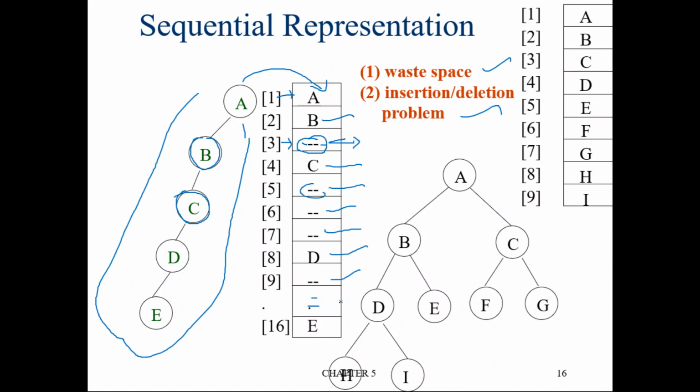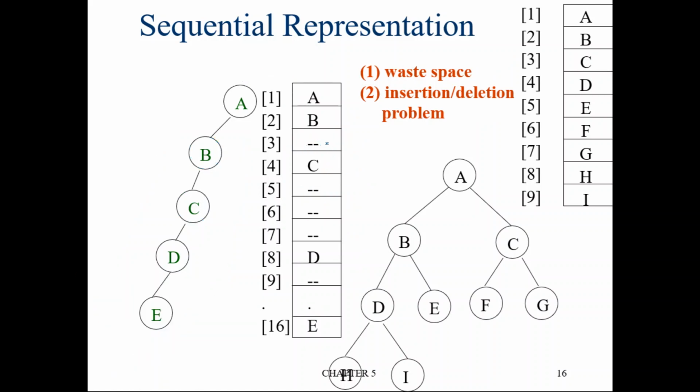But if you fill up like this, what happens? There are many locations which are empty. To represent that a particular node does not have a left child or a right child, you have to leave many empty locations, which will create a lot of space wastage, and insertion and deletion are also complex with this representation. So this is the reason we are not going for this representation. Normally trees are represented using linked lists.